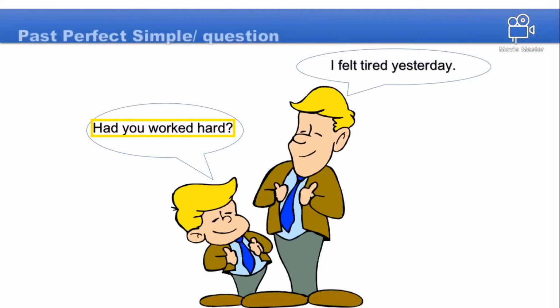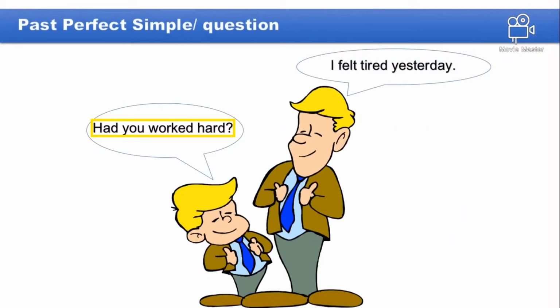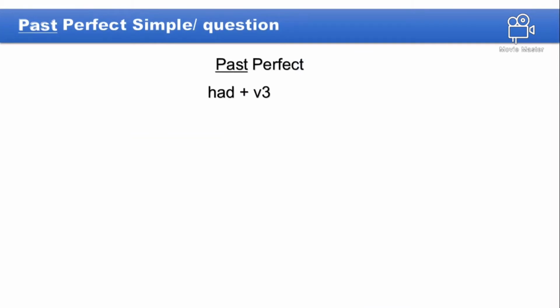Past perfect simple. Question. I felt tired yesterday. Had you worked hard? Past perfect simple question. The general rule for past perfect is had plus verb 3. In order to form a question, you need to move had to the beginning of a sentence and place the subject between had and verb 3. Don't forget to write the question mark in the end.